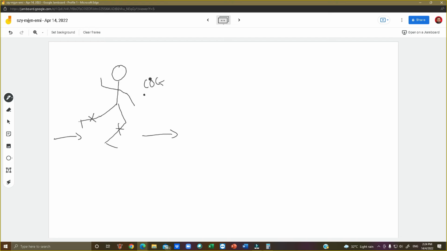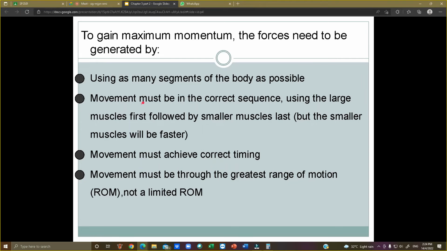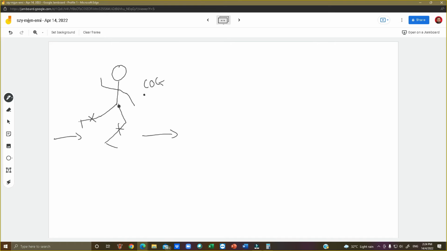Involve more body parts. Number two, movement must be in correct sequence. Use the large muscle and then follow by small one. Okay, nak lari tadi, kita pakai muscle besar. Nak sepak, kita still pakai muscle besar.